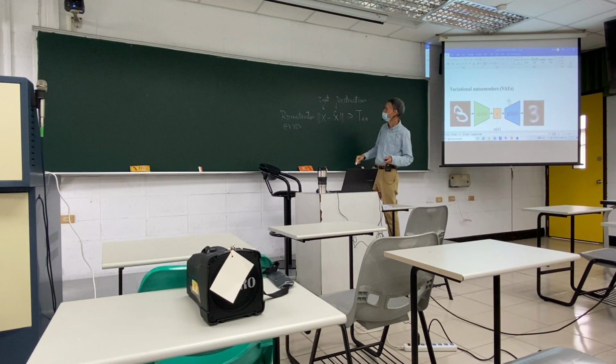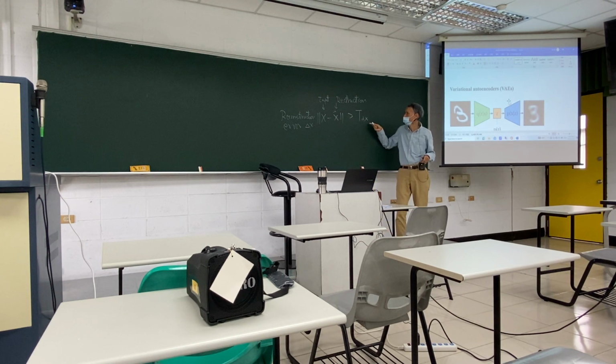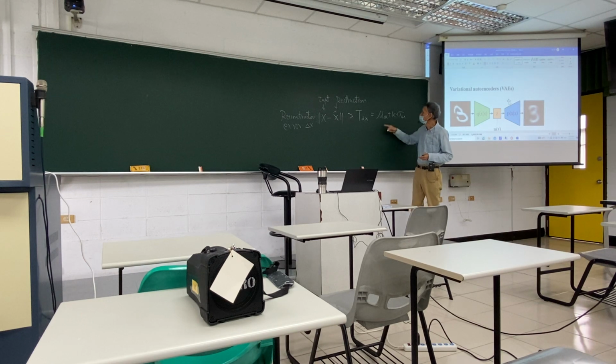If I call it delta X, and the reconstruction error is quite large, you need to set up a threshold. In most cases, we can simply define it as the mean reconstruction error from all your training samples, plus K times the standard deviation of the reconstruction error of all training samples. K is the control.